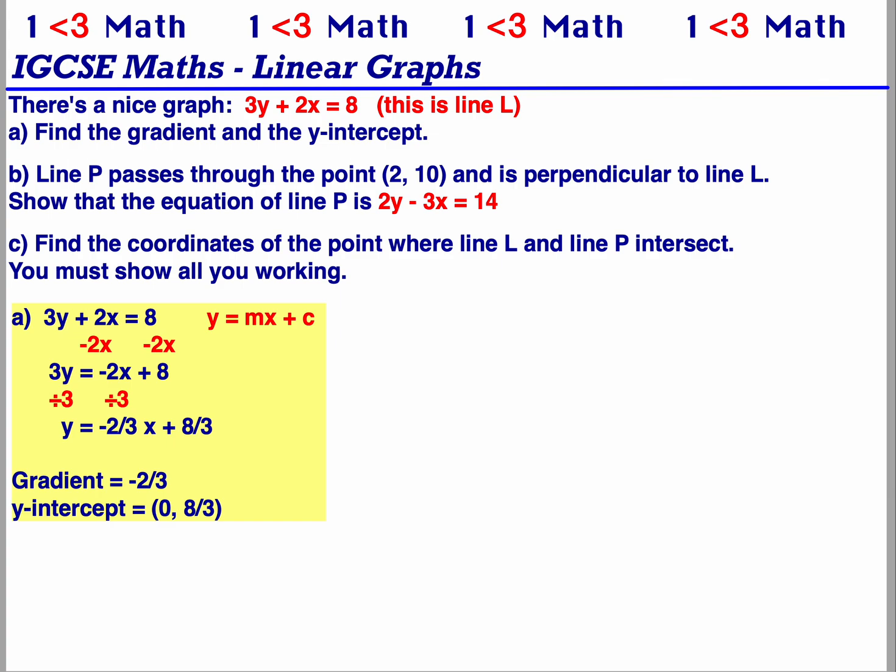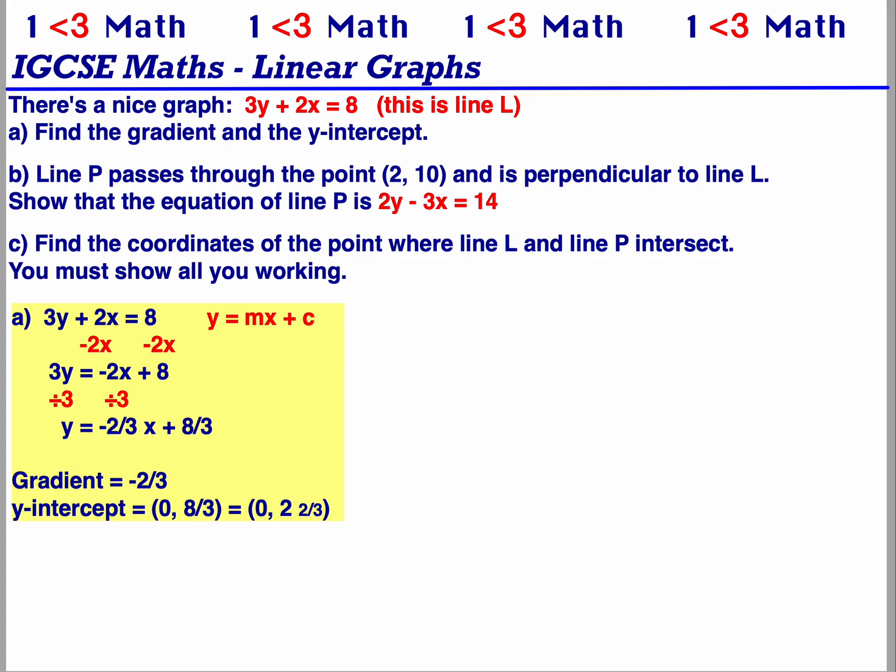So then I'm going to divide by 3, because I need to get it so that it's y equals. So if I divide by 3 throughout, 3y divided by 3 is just y, equals minus 2x divided by 3 is minus 2/3 x. And then we've got 8 divided by 3, which is plus 8 over 3. I'm leaving it with a denominator of 3 as a top-heavy fraction at the moment. So then I can say that the gradient is minus 2/3, because that's the number on the x. Now the intercept is always 0 and the c. So it's going to be 0 and 8 over 3. But that can also be written as 0, 2 and 2/3.